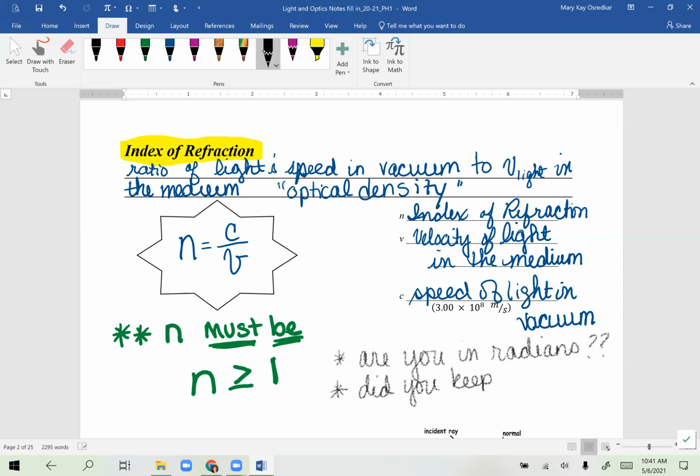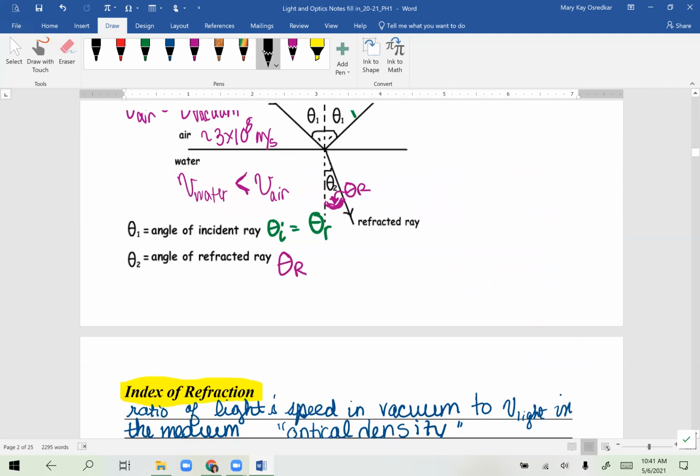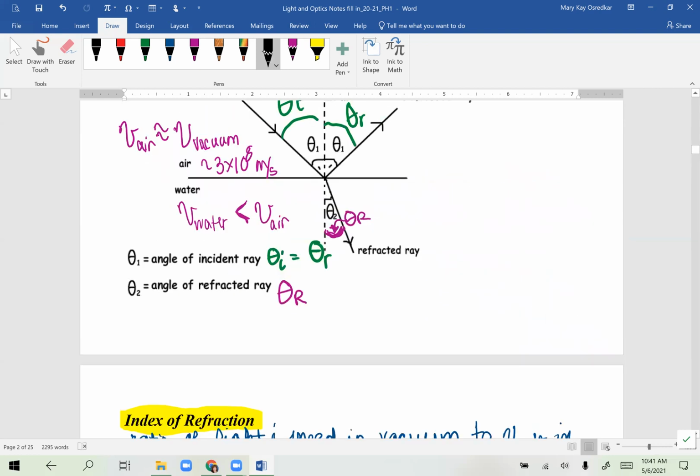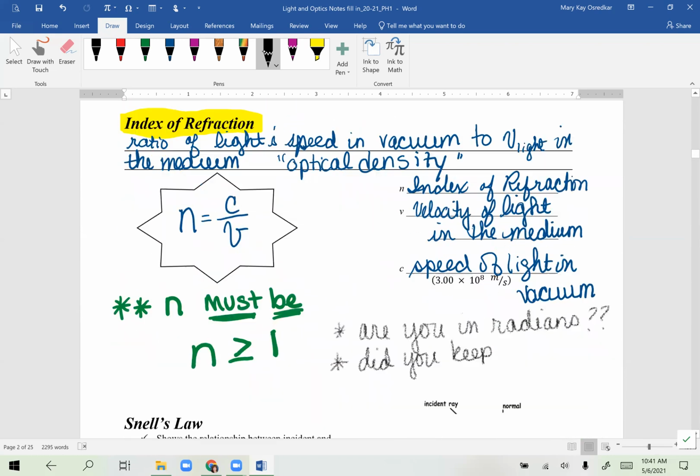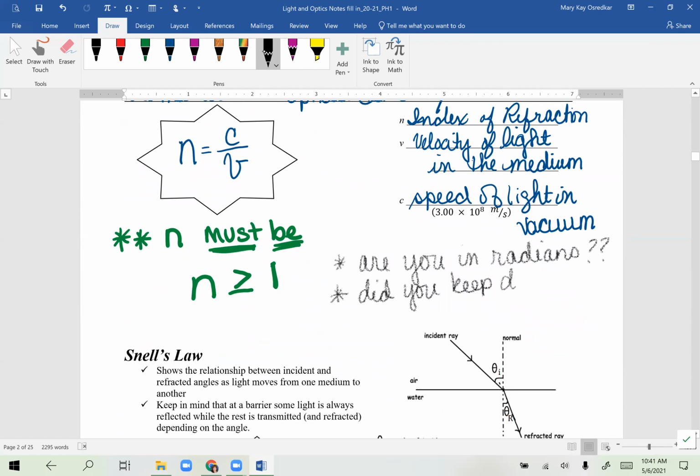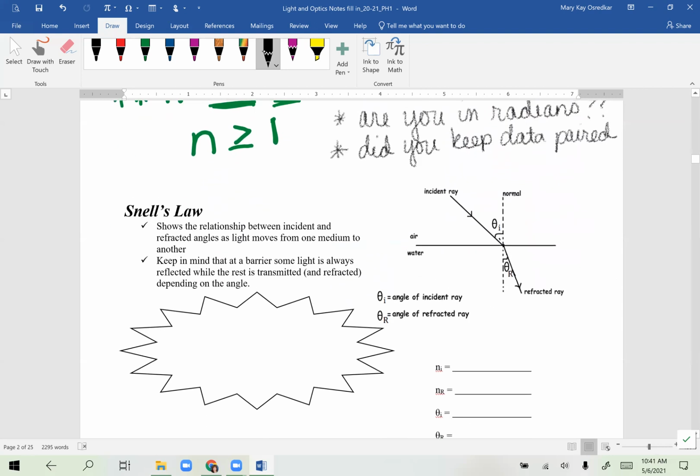The other possibility is that you didn't keep the data paired. Remember how we had an air and a water situation, and we had an angle in the air and an angle in water? Did you keep the angle in water with the index of refraction of water, and the angle in the air with the index of refraction of the air? You're going to see that in a second when we do what is called Snell's law. Snell's law is actually how we measure the values of n.